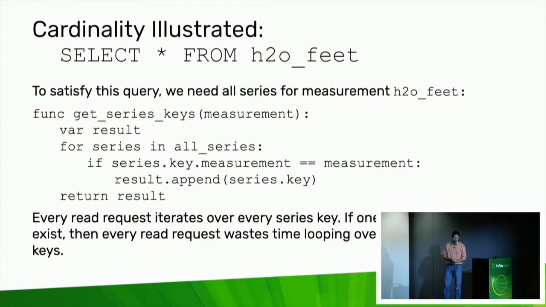So here's an example. We want to select everything from H2O feet. Well, that means that we need to find the series keys that belong to the H2O feet measurement. To do that, we have to iterate over all the series keys and find matching series keys. So if we only have 4 series keys, that's real easy. But if we have a million series keys, it's a linear operation. It's going to take forever to find. Every query has to search through every series key to find the ones that are relevant to that particular query.